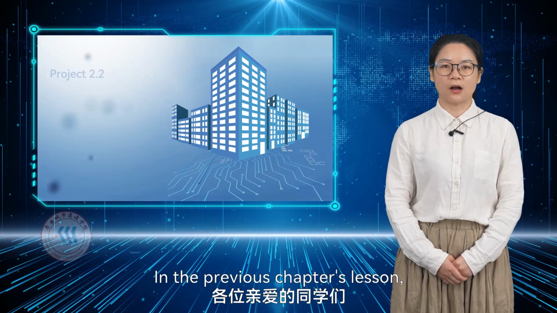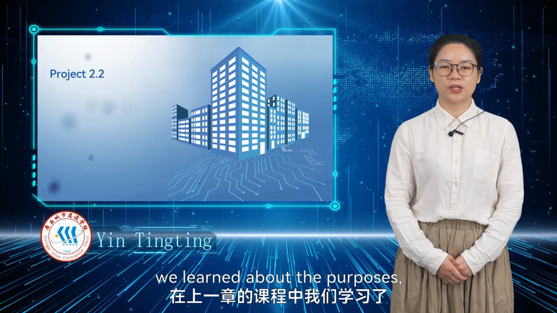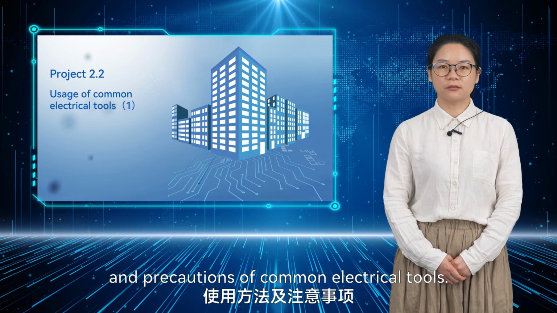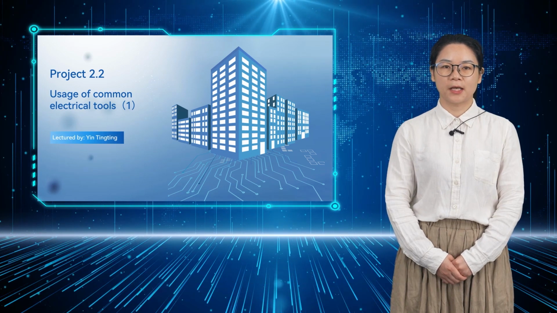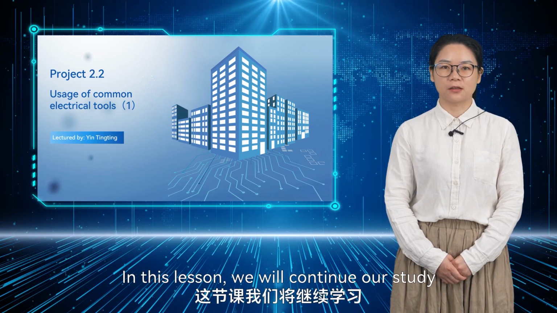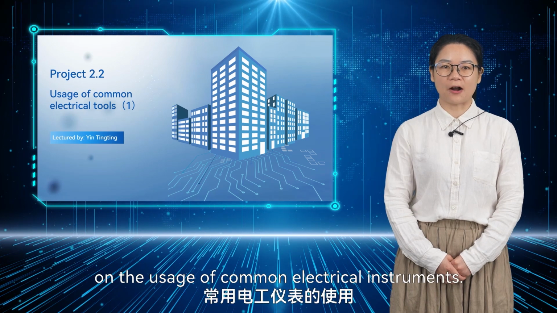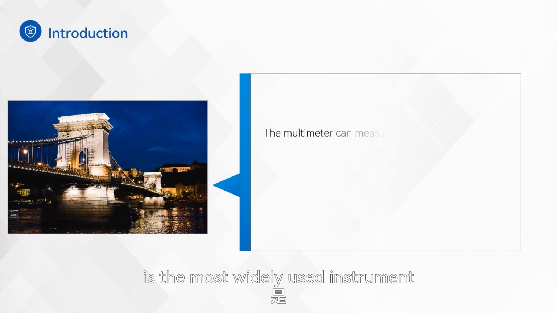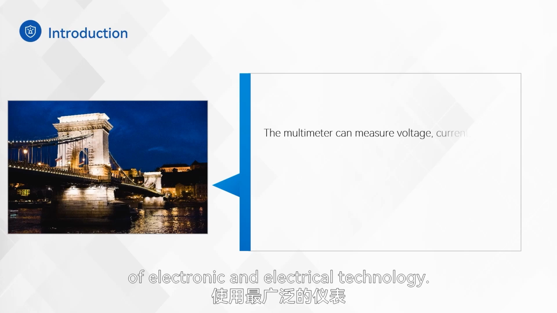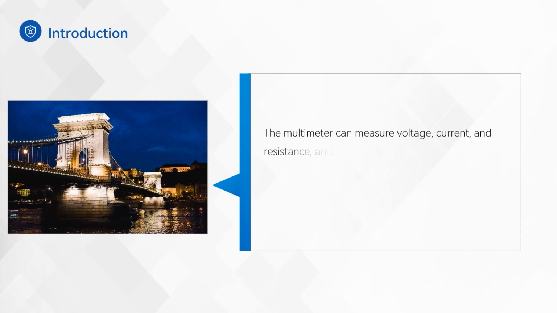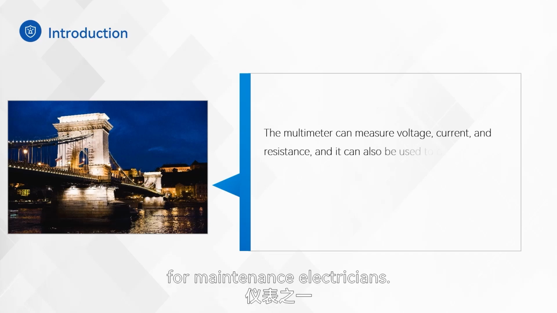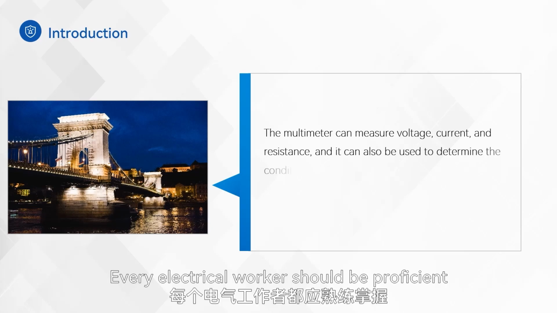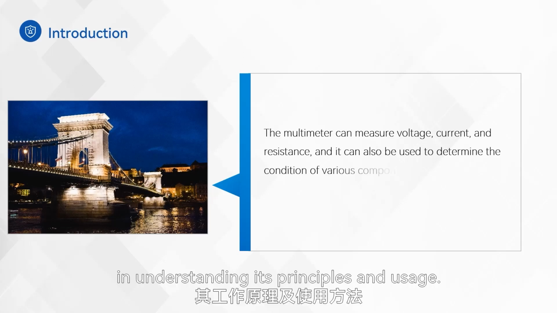In the previous chapter's lesson, we learned about the purposes, usage methods, and precautions of common electrical tools. In this lesson, we will continue our study on the usage of common electrical instruments. Among them, the multimeter is the most widely used instrument in the field of electronic and electrical technology. It is also an essential tool for maintenance electricians. Every electrical worker should be proficient in understanding its principles and usage.